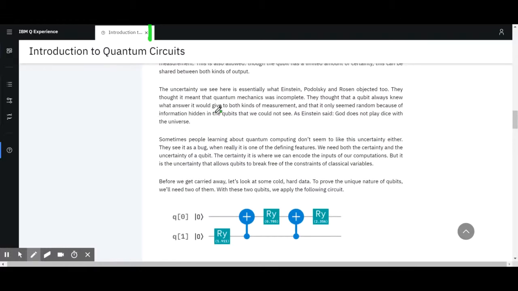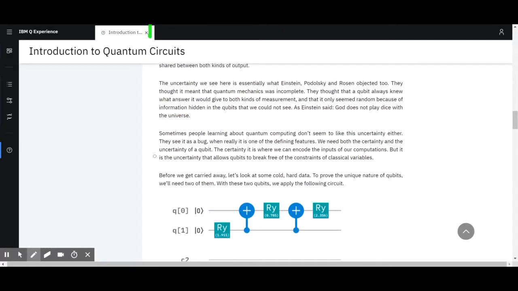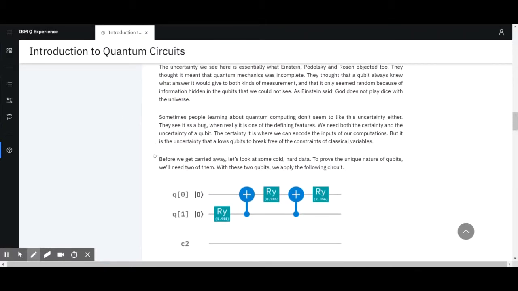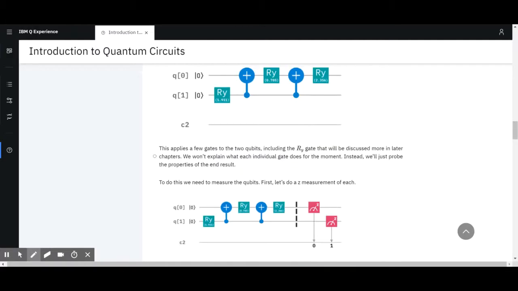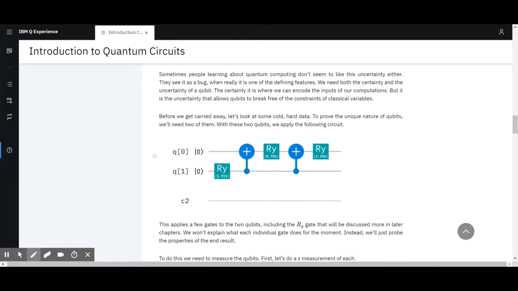They thought it meant that quantum mechanics was incomplete. They thought that a qubit always knew what answer it would give, and that it could only seem random because of information hidden in the qubits. So I think that's maybe the biggest thing. You can summarize this whole thing as: are qubits really something special and different from bits, or is it just that we don't know everything about them? Let's see how they explain this here.